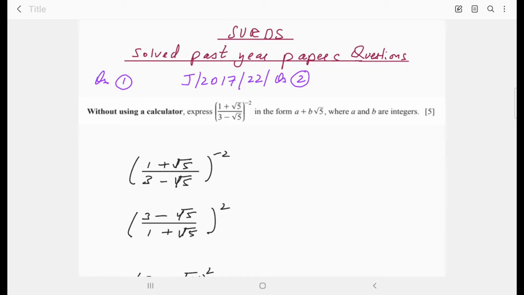Now I will show you some examples on Surds, and these examples are from past year paper. In example number 1, I am taking June 2017 variant 2, question number 2.